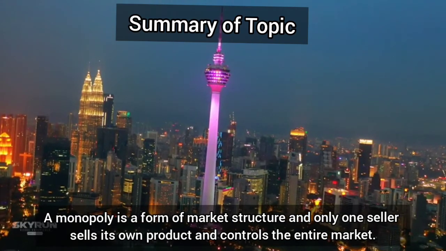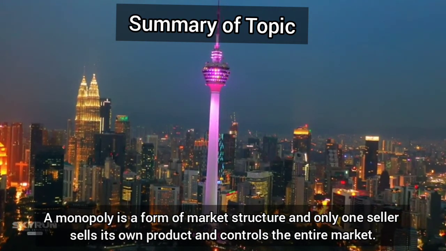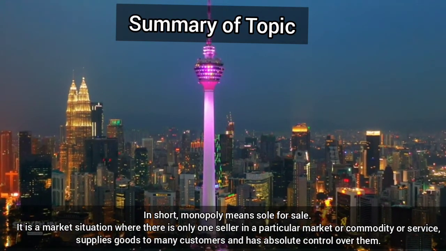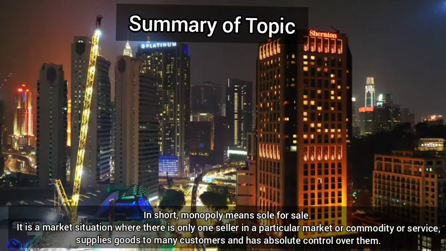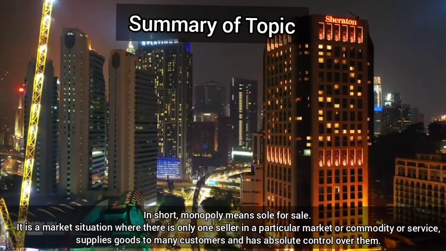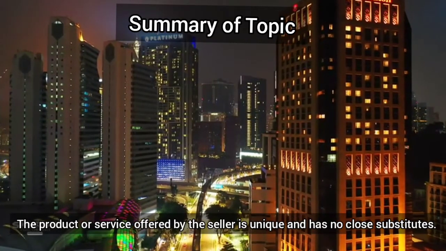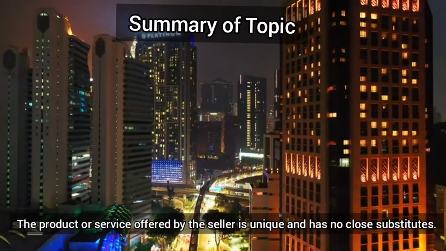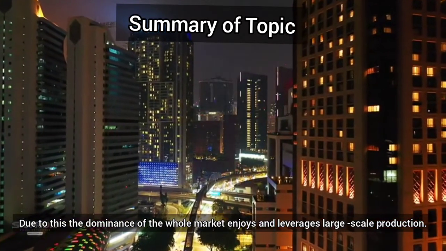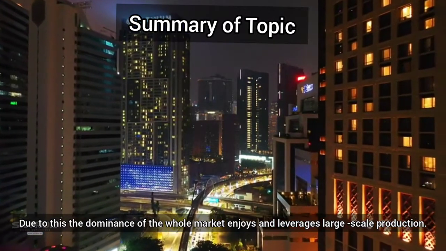A monopoly is a form of market structure where only one seller sells its own product and controls the entire market. In short, monopoly means sole seller. It is a market situation where there is only one seller in a particular market, or a company or service supplies goods to many customers and has absolute control over them. The product or service offered by the seller is unique and has no close substitute. Due to this, the dominant firm in the whole market enjoys larger scale production.